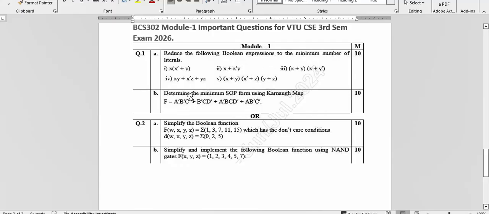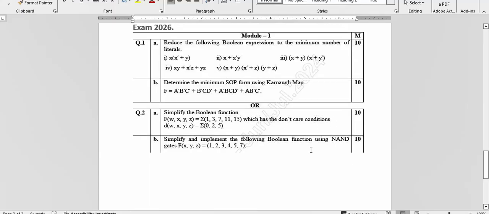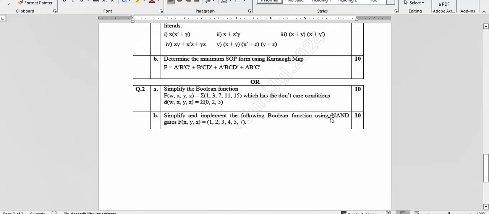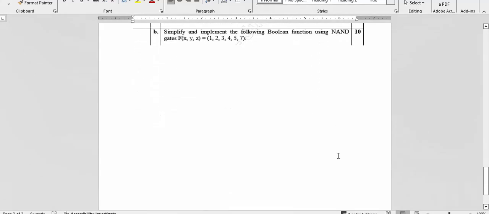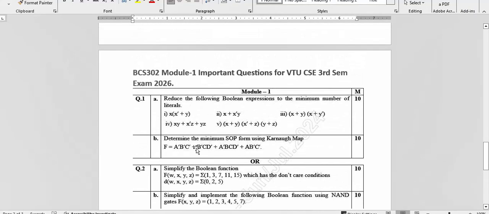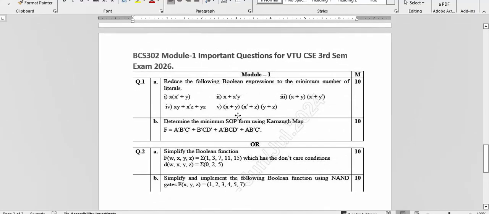Okay, next is determine the minimum sum of products using K-map. See, repeated question. 20 marks if you don't leave Boolean functions and K-map. And another thing is Verilog. See, again here Boolean function using NAND gate. Okay, using NAND gate you have to solve this. So 20 marks. Without missing it you have to solve all these questions.